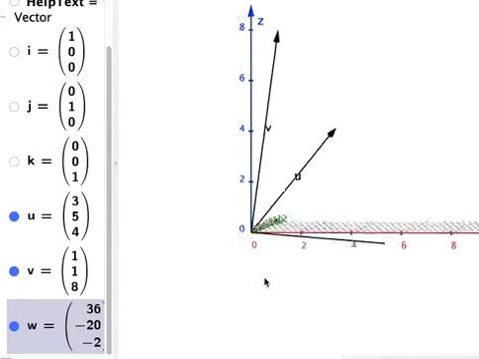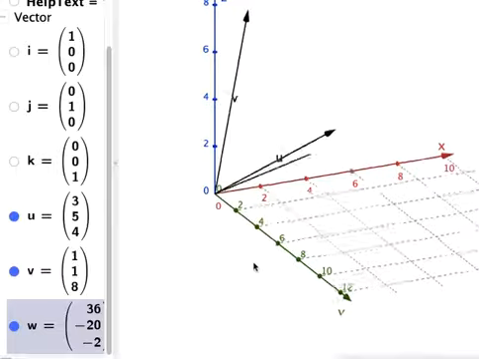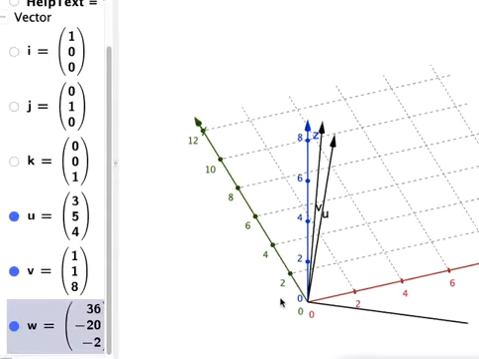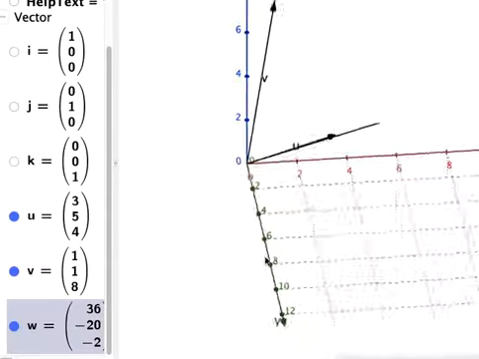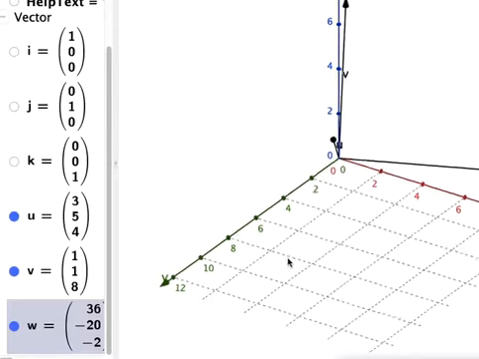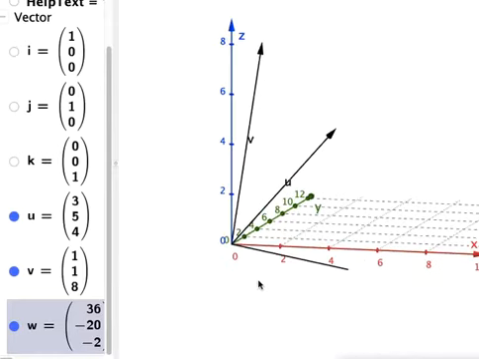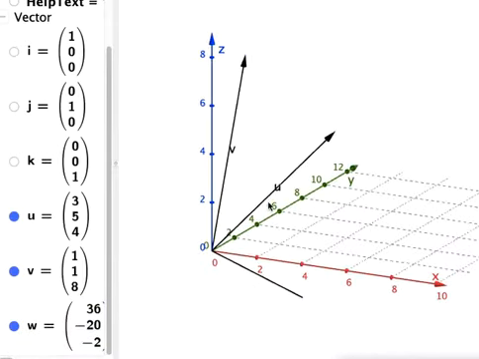So there's the cross product. And if you look at it just right, it's at a right angle to u and also at a right angle to v. And it's the only vector that would have that property, that it's perpendicular to both of them.